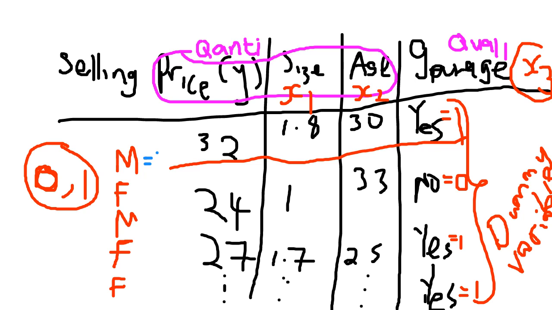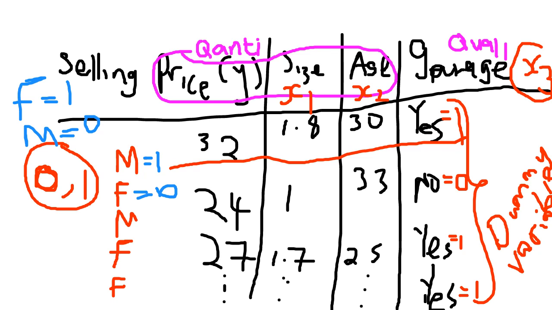In this case of gender, it doesn't matter which one you assign 1 and which one you assign 0, because it's not indicating the presence of something. Someone can say, I want my males to be represented by 1 and females by 0. Someone else will say, no, I want my females to be represented by 1 and males by 0. It doesn't matter in this case because it's not indicating the presence of something.